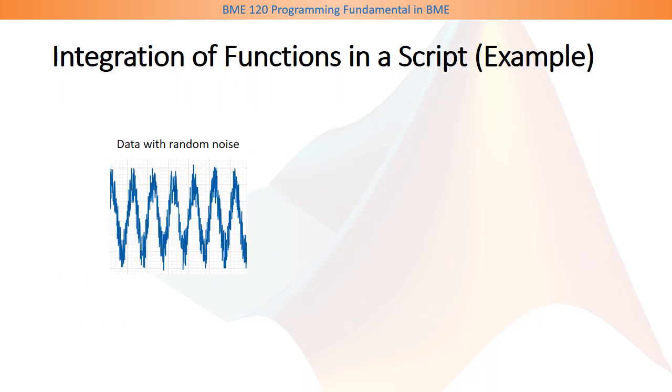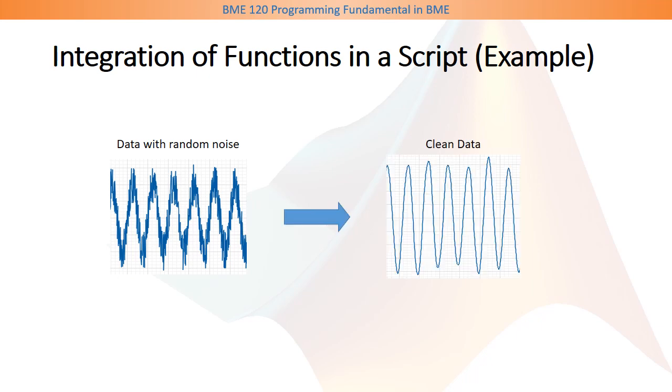This is an example of top-down design. Here we have a noisy sinusoidal signal. What we're going to do is to find out the frequency of the sine signal. We break down the task into 2. First, we will remove the noise to get the clean data, and later we're going to use the clean data to measure the frequency of the signal.